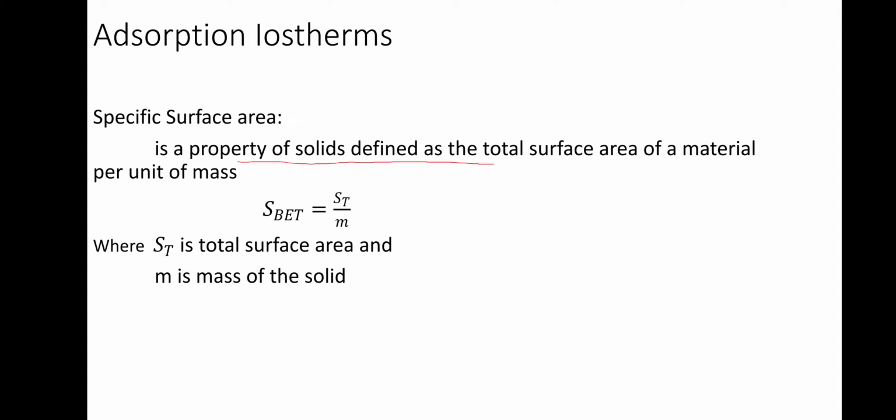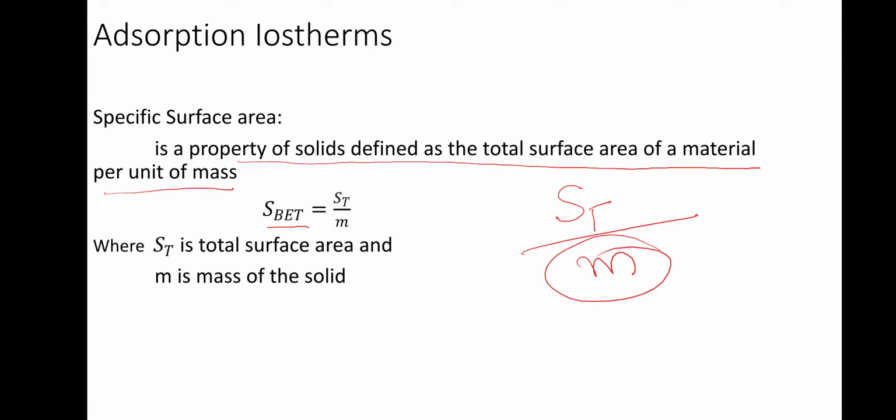It is a property of solid defined as the total surface area of the material per unit mass. Per unit mass means we have to divide by mass. So specific surface area is represented as SBET, which is ST divided by M, where M is the mass of the solid. So if we take 10 kg, we divide by 10 into 10 to the power 3, and that is the specific surface area.